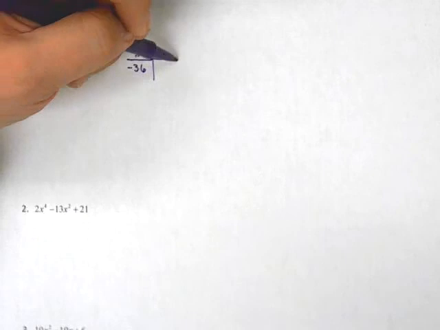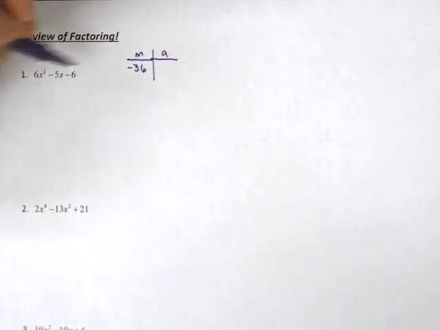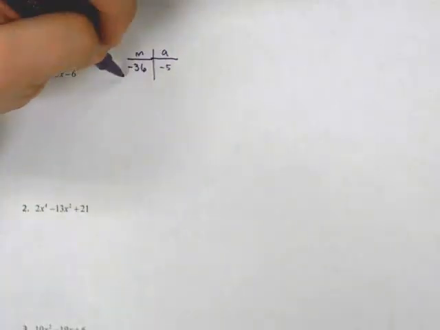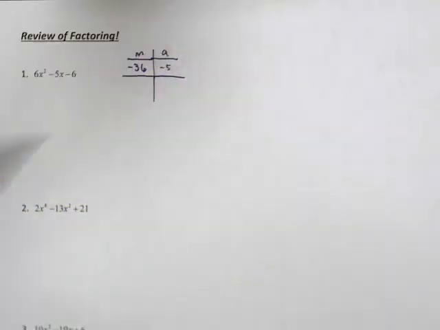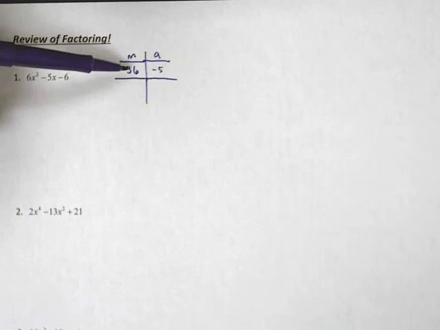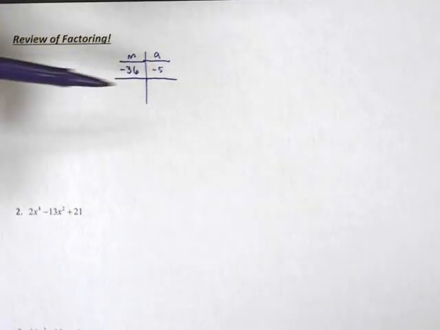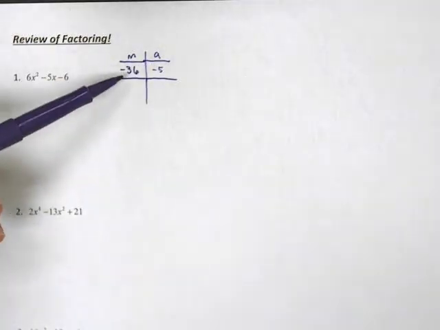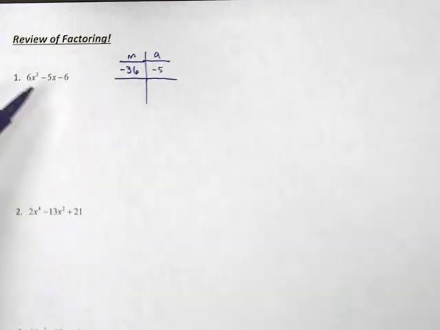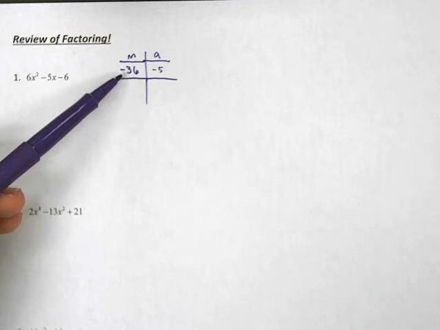And I know you guys like your MA table, so now we have to add to negative 5. I don't exactly know how you guys make your MA tables. I'm doing the best I can here. We need to find two numbers that multiply to negative 36 and add to negative 5. Well, not 1 and 36, 2 and 18, 3 and 12, no, 4 and 9.